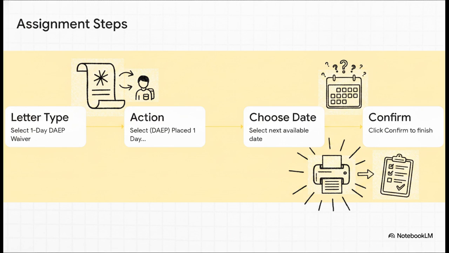Finally, hit confirm. And honestly, this is my favorite part because hitting confirm does 2 massive things for you automatically. It generates the official letter, so no typing it out from scratch, and it instantly drops the student onto the attendance sheet for that specific date. It's just a huge time saver.